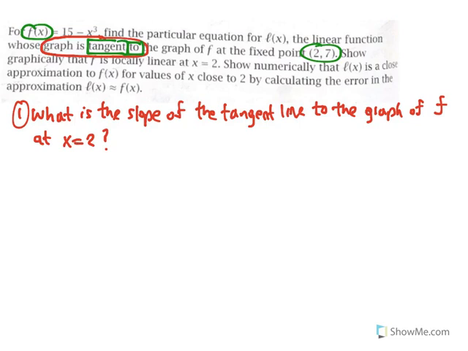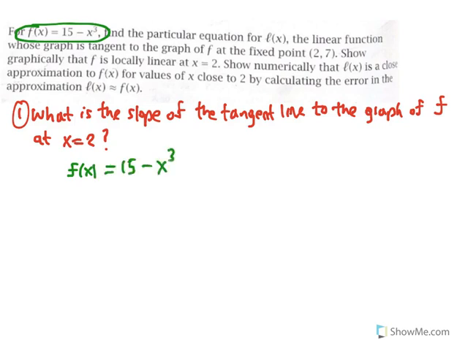How can we find that slope? What do we need to do? To find the slope of the tangent line to the graph of f at x is equal to 2, we have to find the derivative of the function f and evaluate the derivative at x is equal to 2. So we have f of x is equal to 15 minus x cubed. So f prime of x is equal to negative 3x squared.